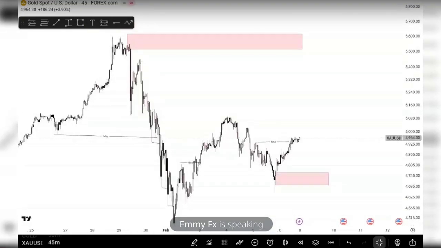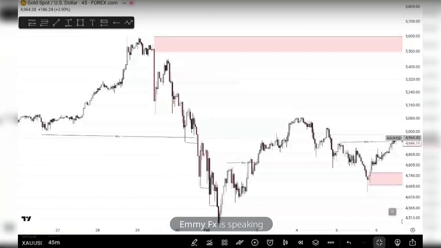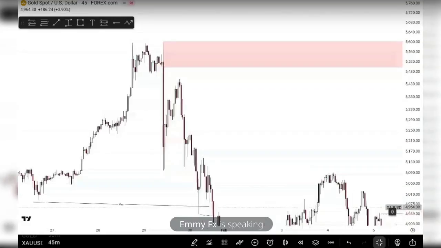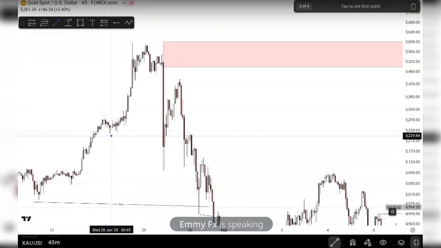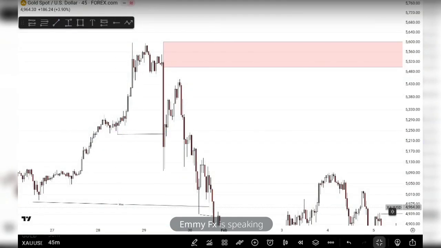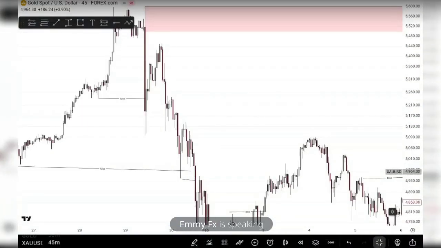Now, since that is the OB that causes the MSS, we should also know that we have this major order block that causes the major break or market structure shift, because we also have this swing low here, this higher low here, and this is a market structure shift. This is just an internal market structure shift. So we have this break of structure to the downside.